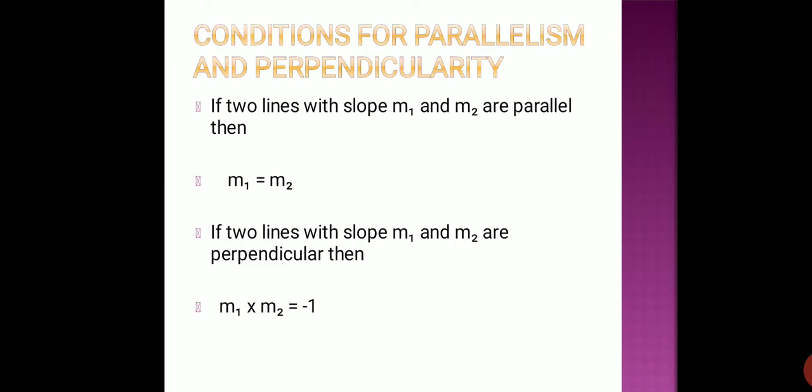So we can very easily judge by looking at the equation of the line. If their slopes are same, they are parallel. If their slopes product is minus 1, they are perpendicular.